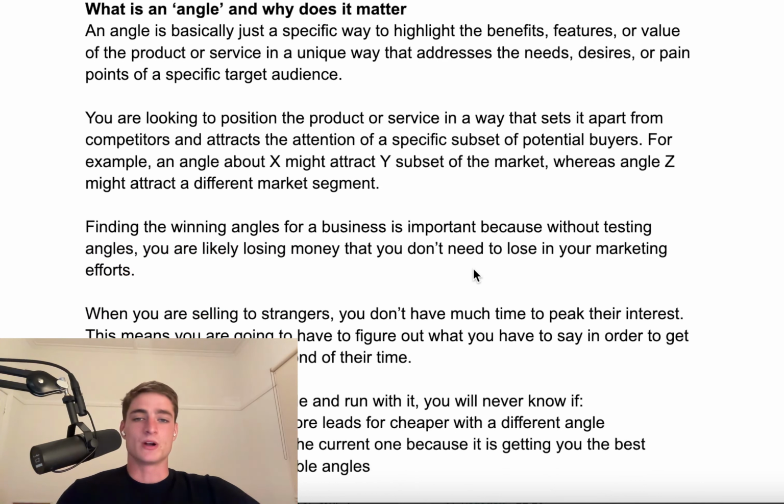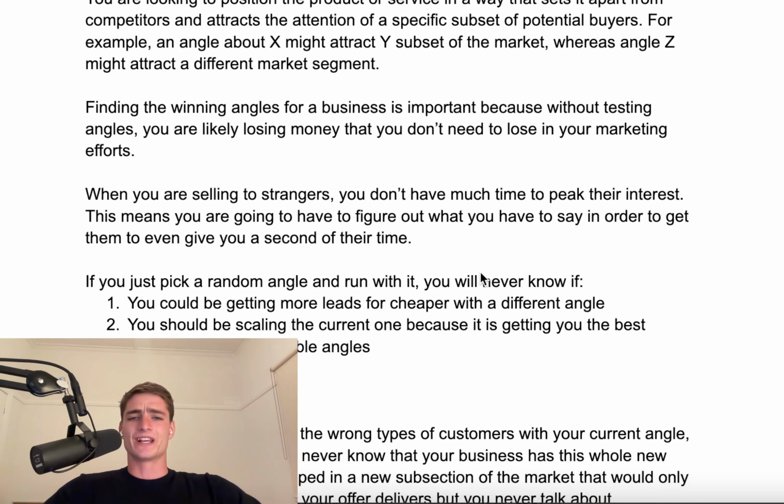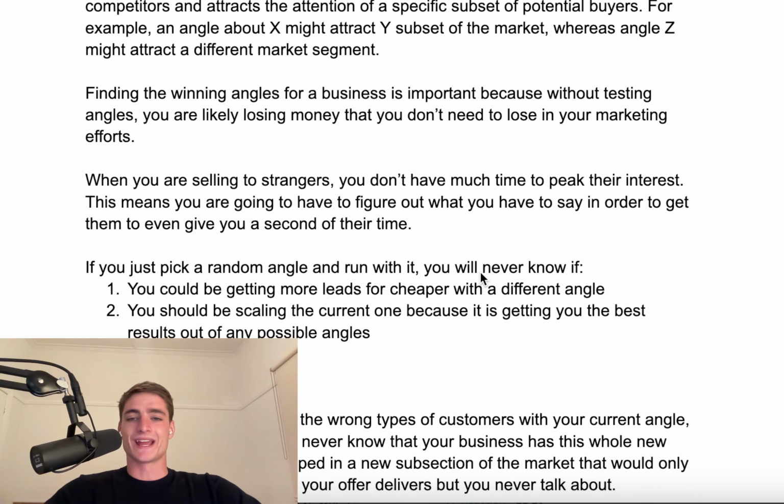So for example, angle X might attract Y subset of the market, whereas angle Z might attract a different market segment. But what you want to keep in mind is it's not always going to be as potent with specific angles. So specific angles might be weaker, they might resonate less, they might perk up your ideal customers less, and therefore get less marketing efficiency, while others might be really strong and they might perk up your ideal customers to the point where it's like, oh my God, I need this, what do you guys have? What are you selling?